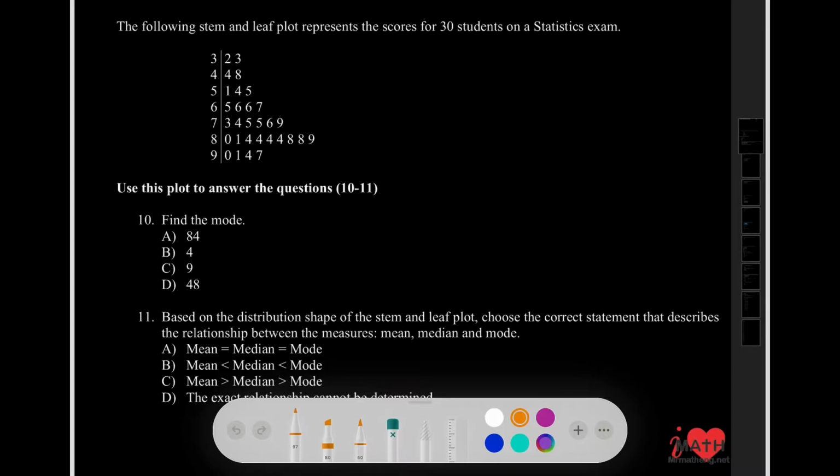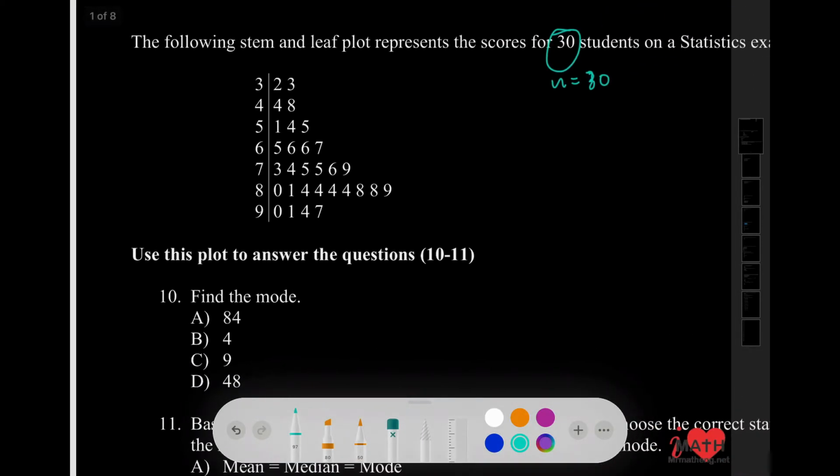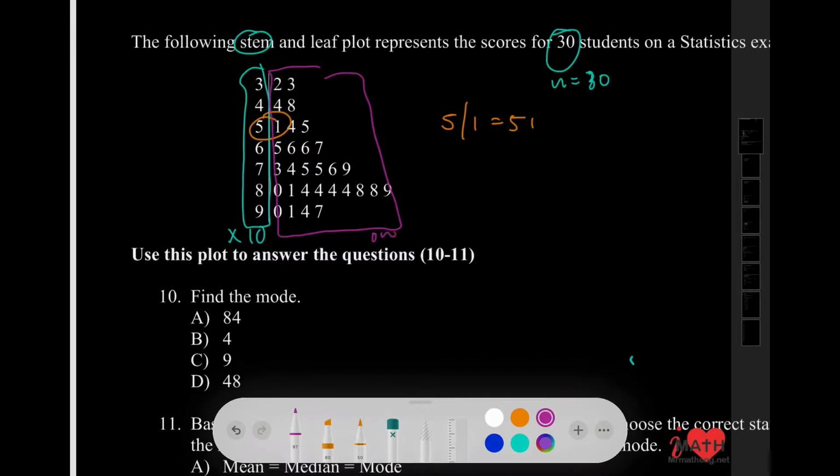So the following stem-and-leaf plot represents the scores for 30 students in a stats exam. Remember, n here represents how many people or data points we're talking about. Remember, the stems here are times 10. Now this one's kind of bad because it doesn't tell us a key. Usually they'll have something like this, telling us that it represents 51. So the stem there in blue represents tens, and then everything over here is ones. And it will always represent one number, so even if you have hundreds over there.